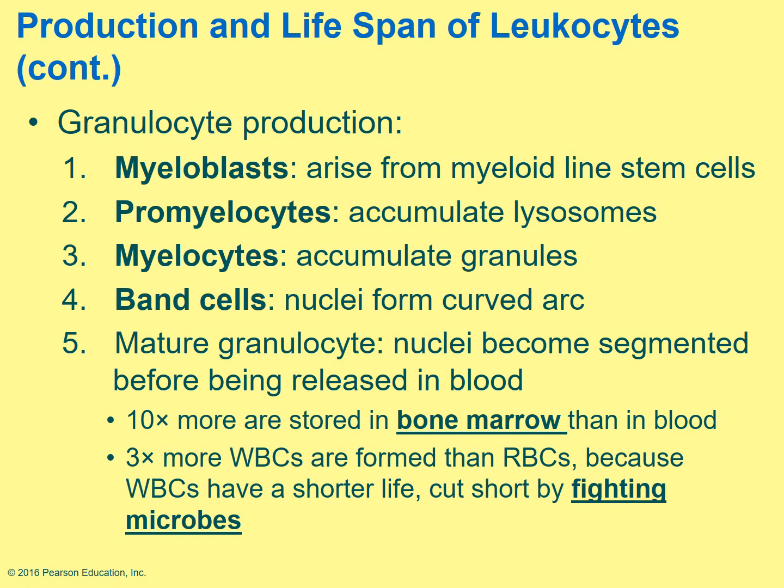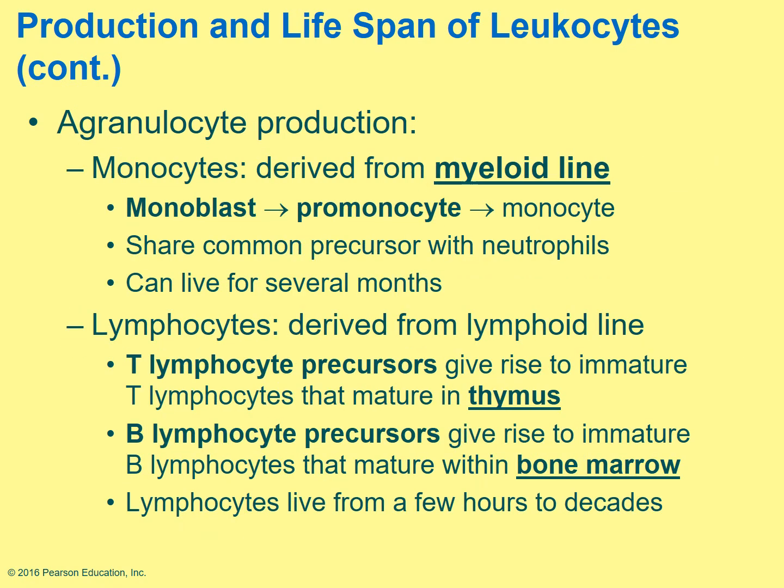So with the granulocyte production, you have the myeloblasts. They arise from that myeloid stem cell. You get the promyelocytes, myelocytes, band cells, and then finally your mature granulocyte. The agranulocytes, the monocytes derive from the myeloid line, and then the lymphocytes, they're going to be derived, as I said, from the lymphoid line. The T lymphocyte precursors are going to mature in the thymus. The B lymphocyte precursors will mature in the bone marrow.